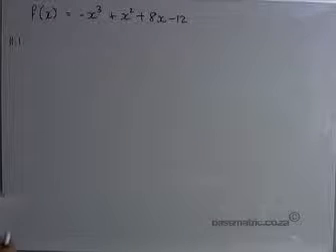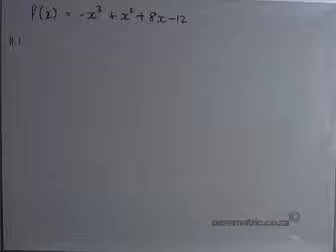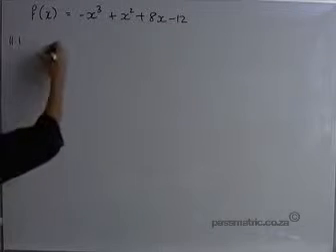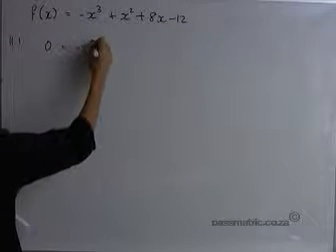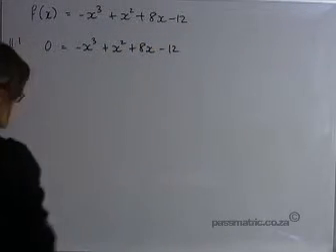Question number 11 is a graphing question. We're going to be graphing a cubic graph. The first question of 11 asks to calculate the x-intercepts of the graph. In order to find the x-intercepts of a graph, we have to make y, or f of x, equal to 0. So we make y equal to 0, and that will tell us where it crosses the x-axis.